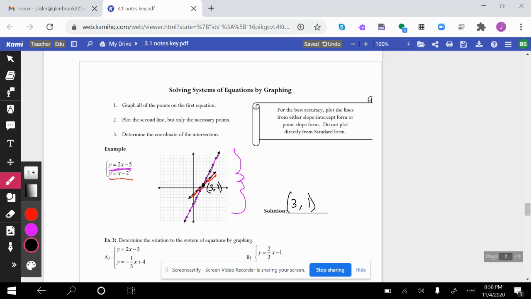I just want to note here, up here it says for the best accuracy, plot the lines from slope-intercept or point-slope form. Do not plot directly from standard form. So if you get an equation in standard form, you want to convert it to slope-intercept form.